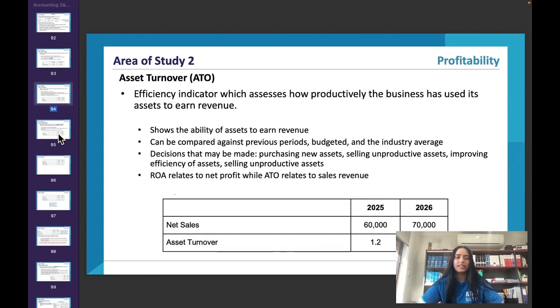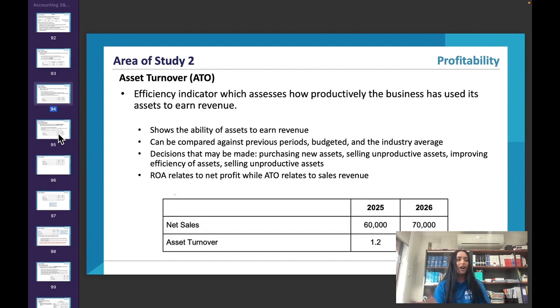Asset turnover is an indicator which assesses how productively the business has used its assets to earn revenue. So basically, compared to how many assets the business currently has on hand, how much revenue is being earned. If they have a whole bunch of assets, but they're not actually earning that much revenue, that indicates that the business is not using its assets to the full capability that the assets can be used. Because the whole point of purchasing assets and keeping them on hand is that those assets will help the business to earn revenue.